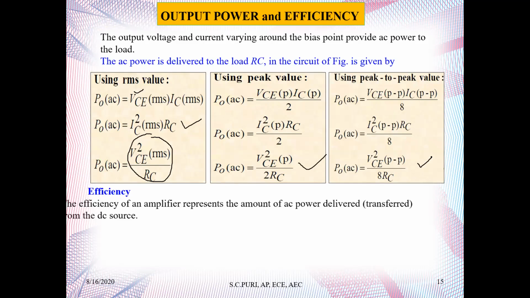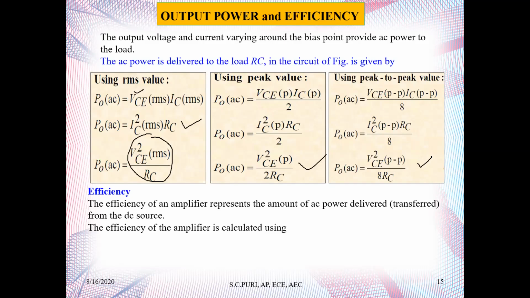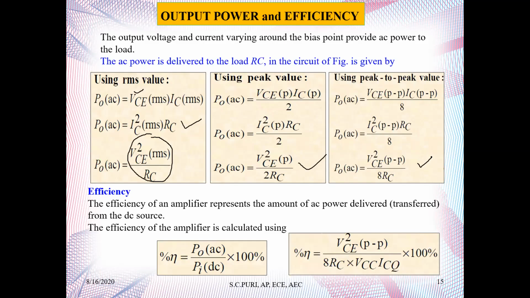Now talking of efficiency, the efficiency of an amplifier represents the amount of AC power delivered, transferred from the DC source. The efficiency of the amplifier is calculated using percentage efficiency equals output power by input power. Output power is AC, input power is DC, into 100%. So finally we get percentage efficiency is equal to VC square peak to peak by 8 RC, which we have got from here, into VCC ICQ into 100%.